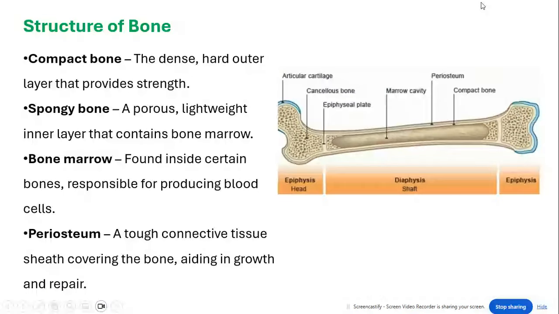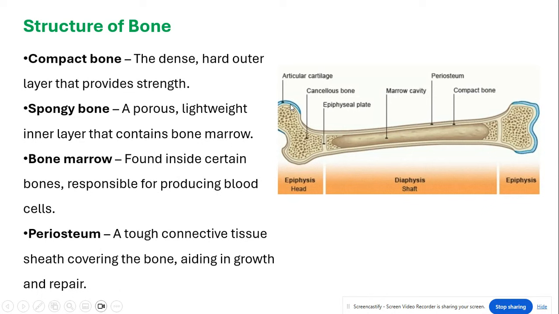Structure of the bone: compact bone, spongy bone, bone marrow, and periosteum. Very important. Compact bone is the dense, hard outer layer that provides strength. Spongy bone is porous, it has pores in it, a lightweight inner layer that contains bone marrow. Bone marrow is found inside certain bones and is responsible for producing blood cells. Periosteum is a tough connective tissue sheath covering the bone, aiding in growth and repair.